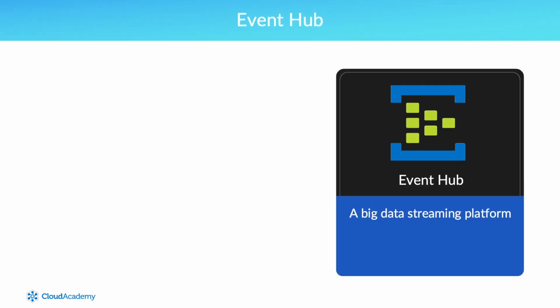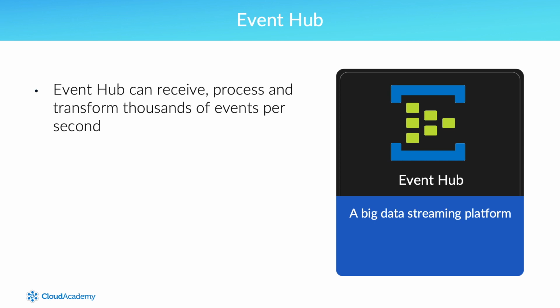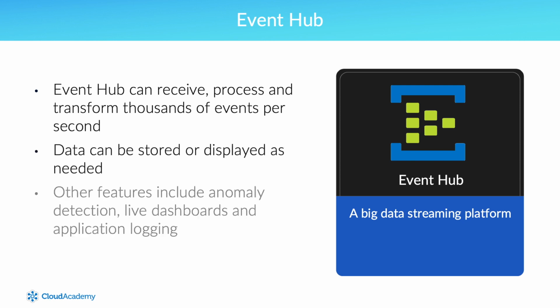We can also send our diagnostic data to an event hub, which is a big data streaming platform. It can receive, process, and transform thousands of events per second. Data can be stored or displayed as needed. Anomaly detection, live dashboards, and application logging are among some of the ways we can utilize event hubs.